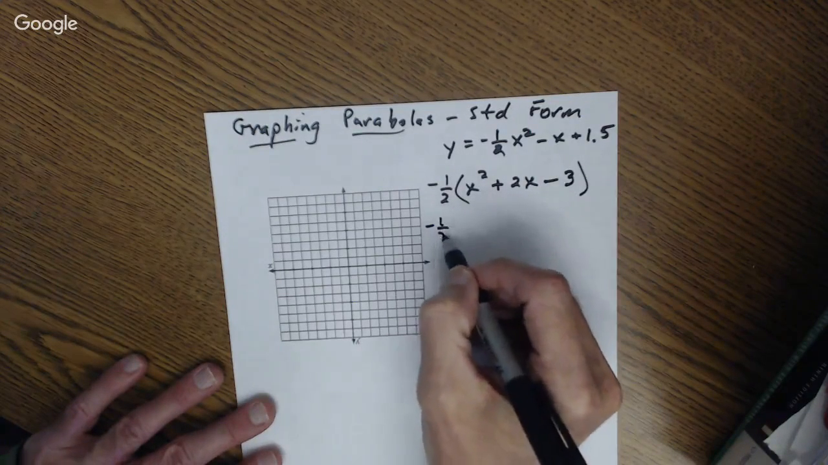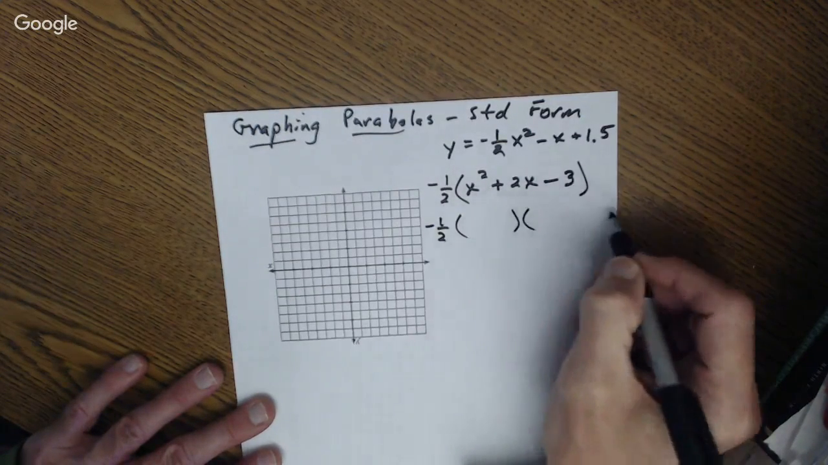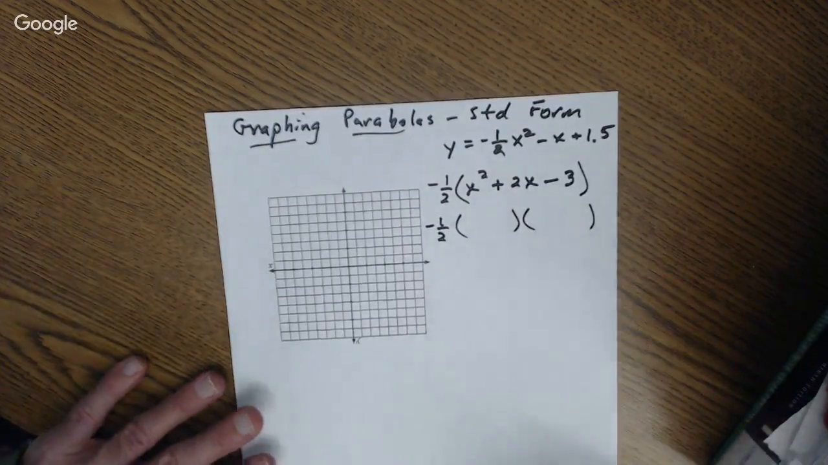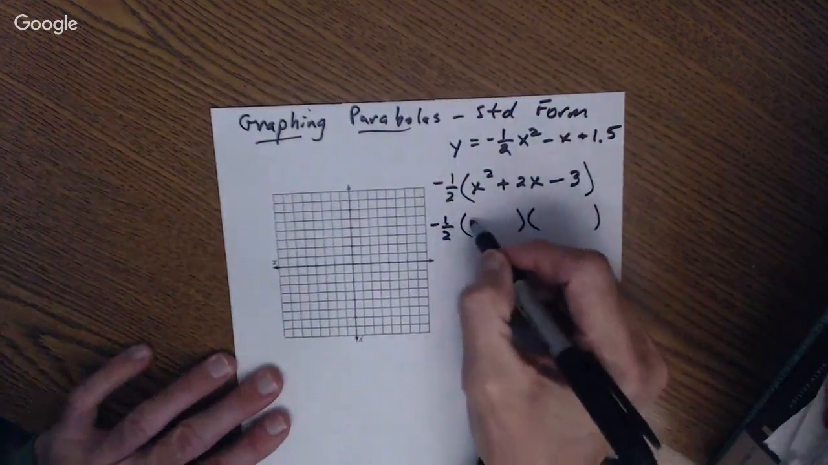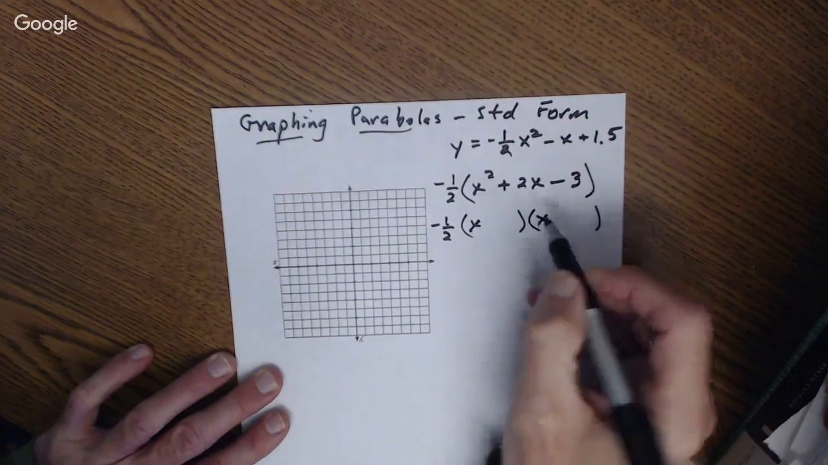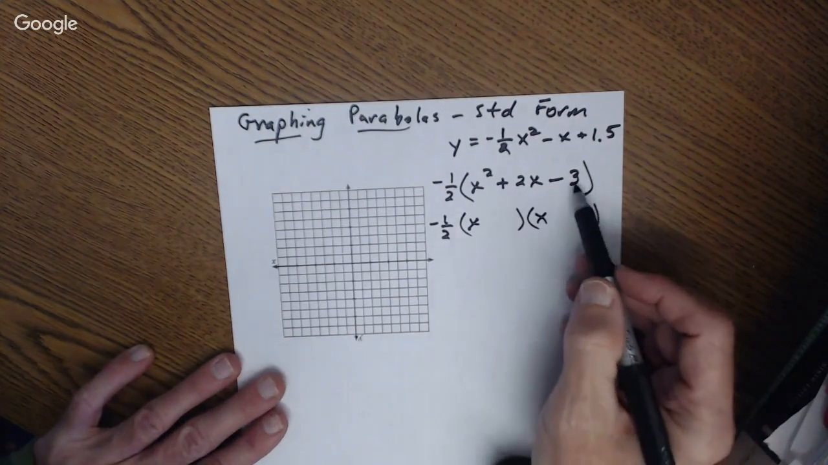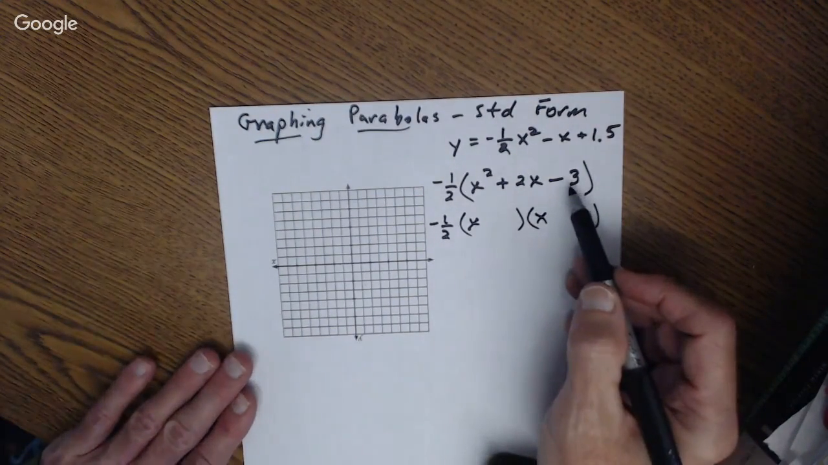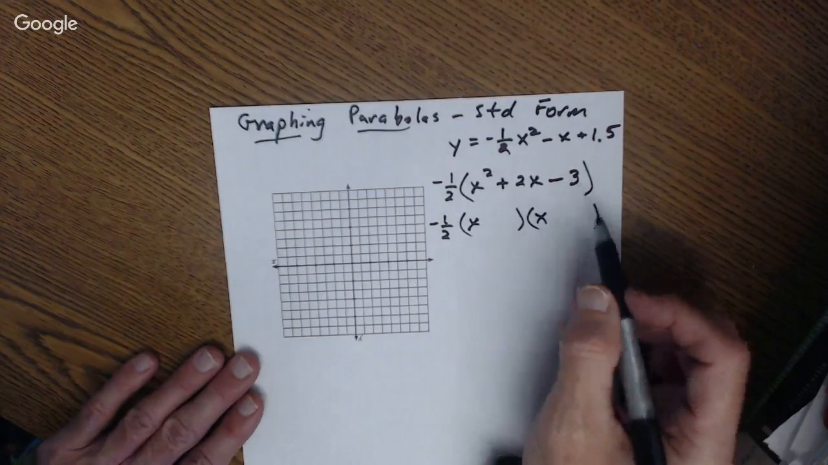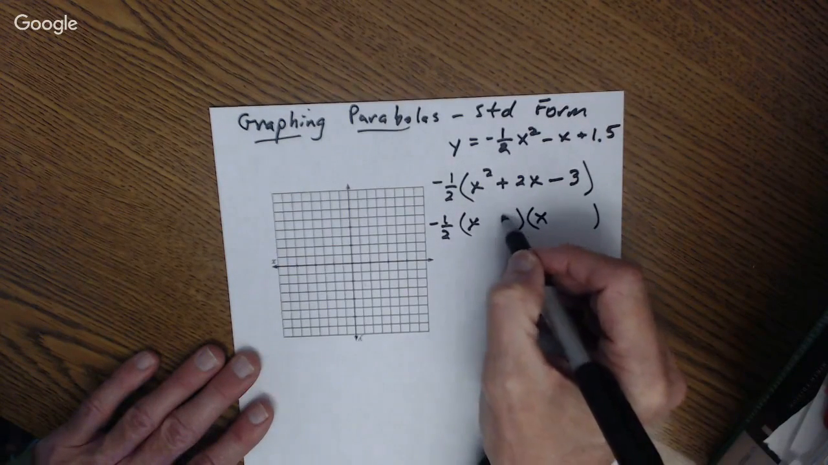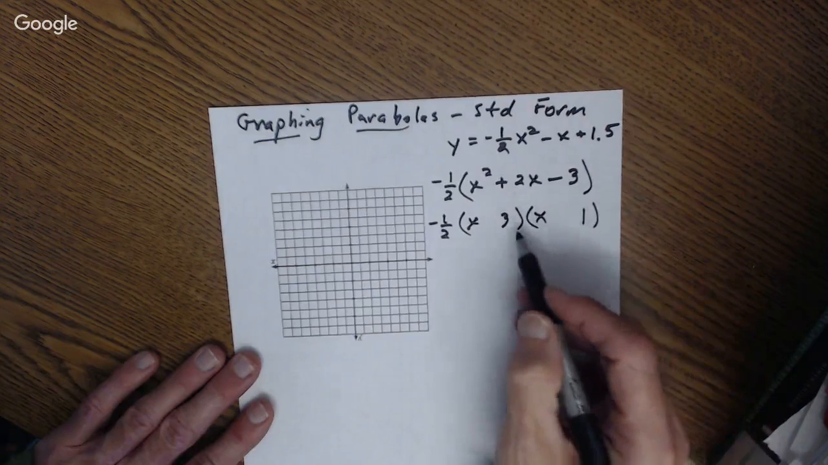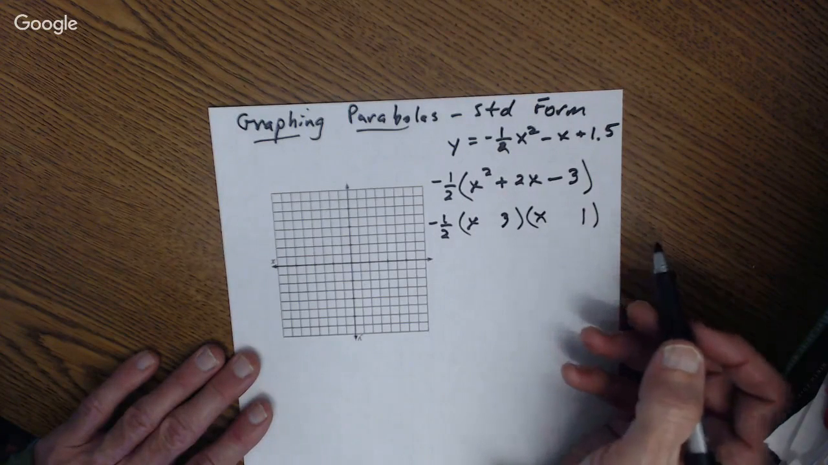So I have a negative 1/2 in front, and hopefully this term here is going to factor. It's going to be an x and an x because it's got to multiply to x squared, and it's got to be a 3 and a 1 because it's got to multiply to negative 3. It can be a positive 3 or a negative 3, but we know it's got to be a 3 and a 1 if it's going to factor.